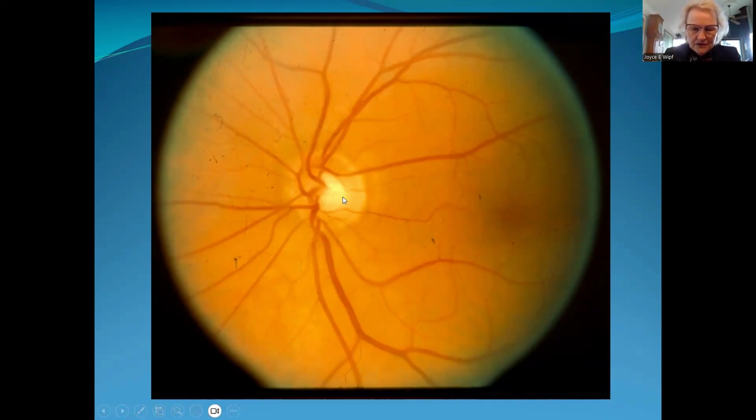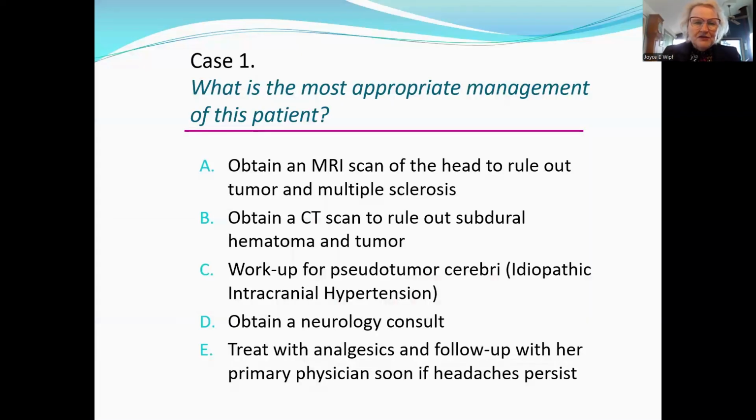So as with the other image, we're looking at the disc, the central physiologic cup, the vessels coming across, and this is the region of the macula. So with that presentation of increasing frequency of headaches and this fundus exam, I'll ask you in case 1, what is the most appropriate management of the patient?